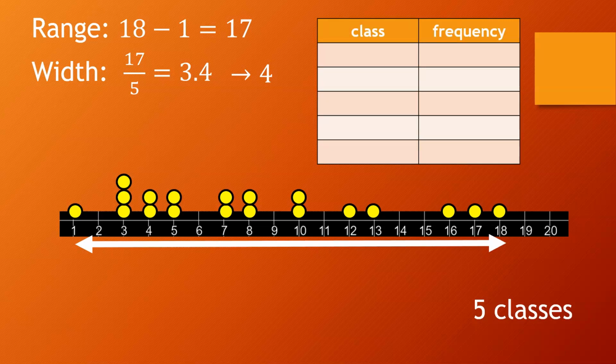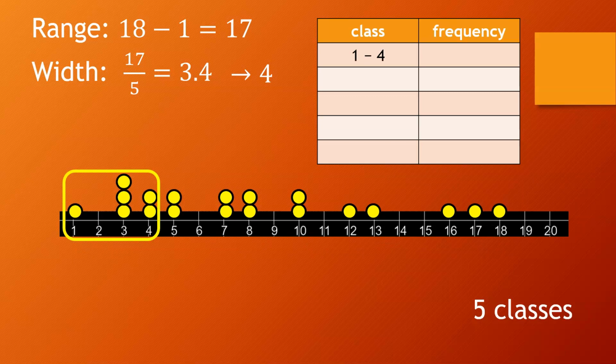The first class has to start with 1, and it has to also accommodate 4 total possible data values. In this case, that would be 1, 2, 3, and 4. The next class would have to start right after 4, which is 5, and also accommodate 4 possible data values, which would be 5, 6, 7, and 8.